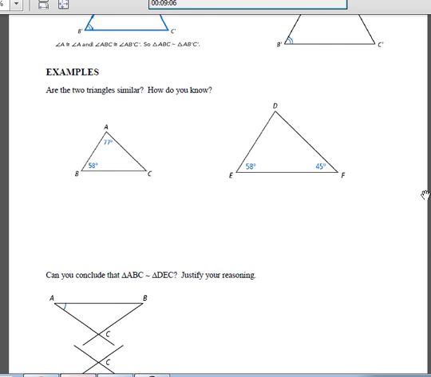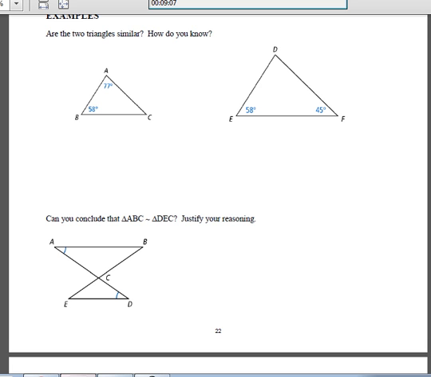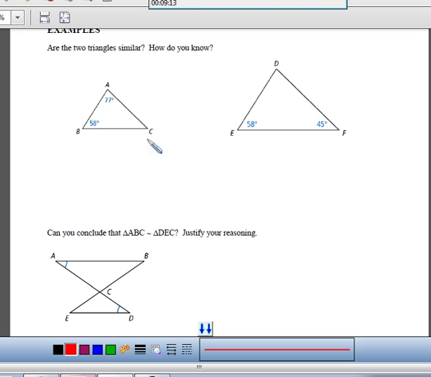Alright, so let's apply this to some more examples. So we have two more at the bottom. Are the two triangles similar? How do you know? Alright, so when I look at the pictures, I've got triangle ABC and I've got triangle DEF. They give me this angle, so I know this is the same. I don't have angle D and I don't have angle C, so I can find them by just doing 180 minus whatever 77 plus 58 is. And if you do that, you will get 45. So this angle here is 45 degrees.